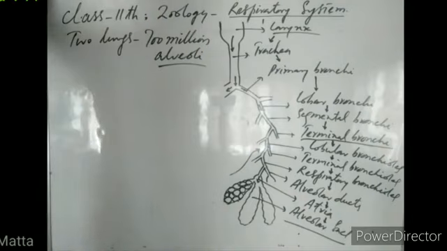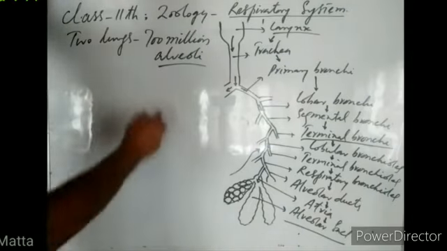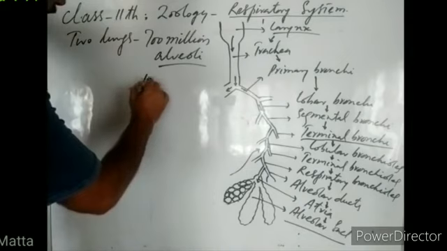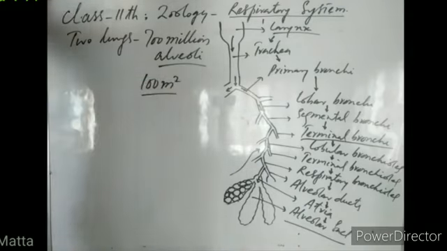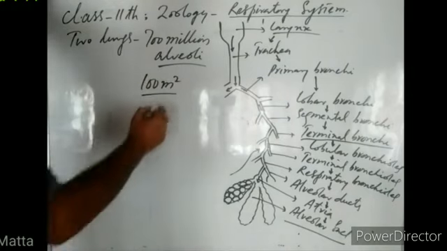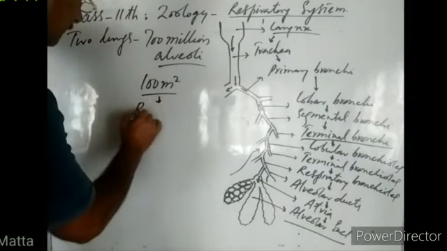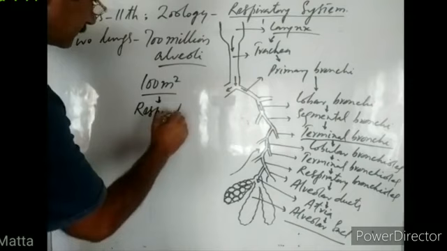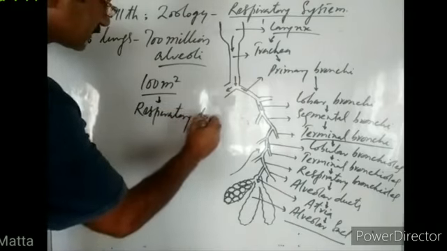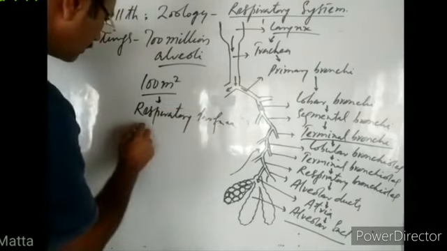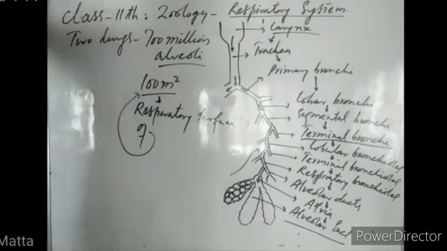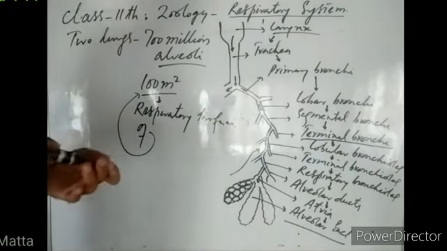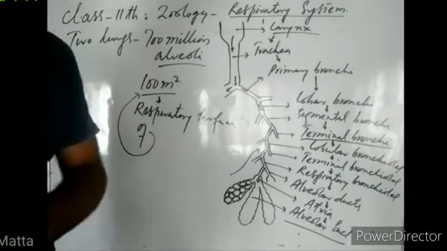They increase the respiratory surface of our lungs up to 100 square meters. They provide us a respiratory surface of 100 square meters. You know, many animals respire through the skin.